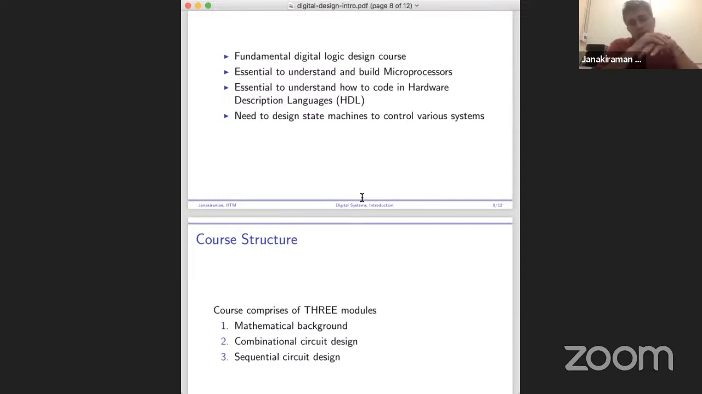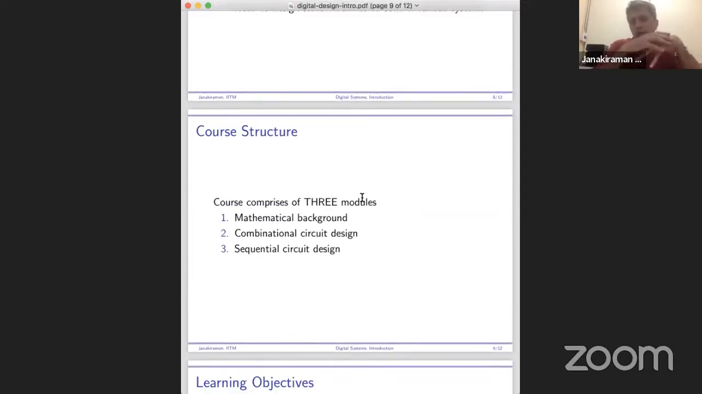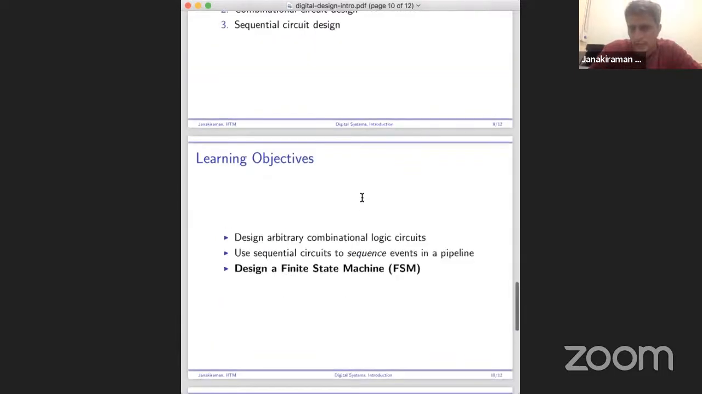So the course will comprise approximately 3 modules, and I'm thinking it will take 4 weeks each, or maybe not 4 weeks each. The mathematical background will take about 2 weeks. Then maybe about 5 weeks each of combinational and sequential circuit design. Inside this, there are further sub-modules, but I will not go into that right now.